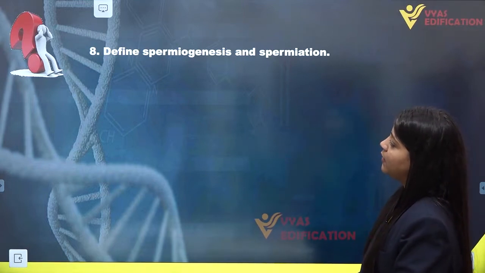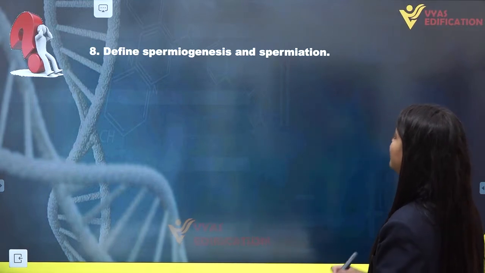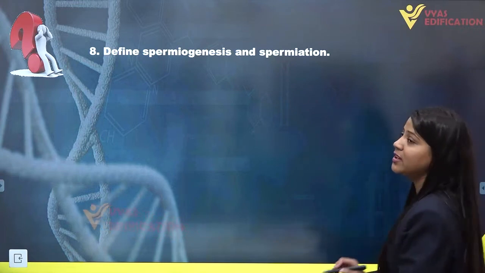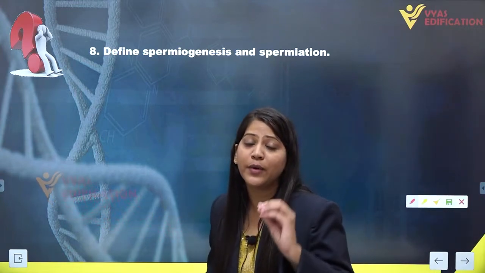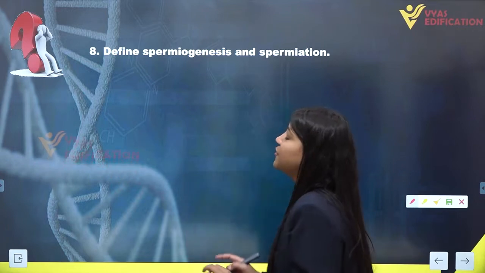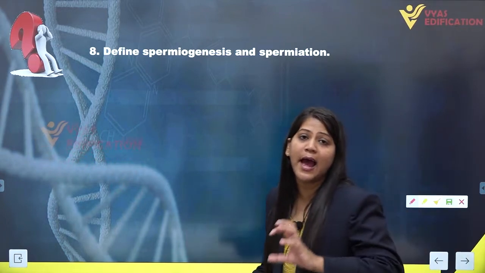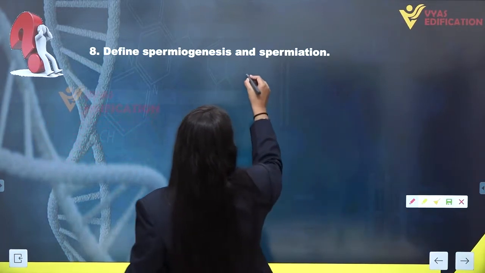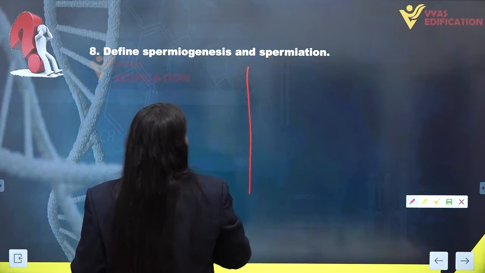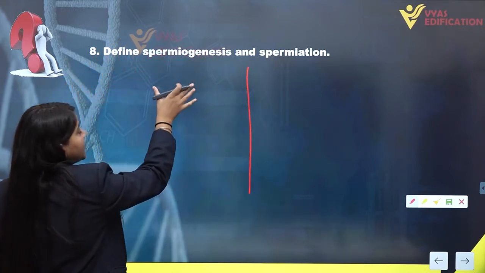Question number 8, we have to define spermiogenesis and spermiation. This is also a question in which we always get confused about what the difference is between spermiogenesis and spermiation. So let's look at the difference between these two. Here we are writing spermiogenesis.